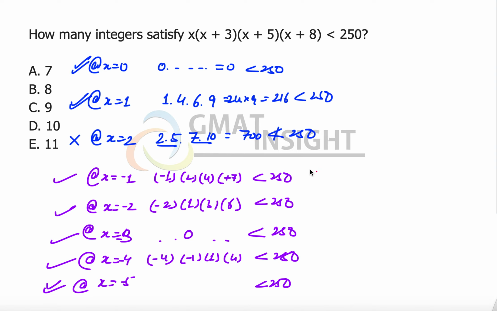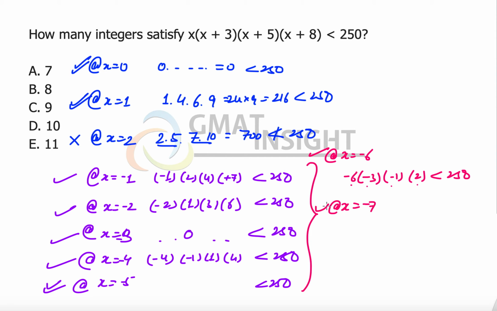Now that we have checked these values, let's quickly check for some more values. For example, x equal to negative 6. Now the values will be slightly tricky, so we have to be cautious. The first part is minus 6, the second part is minus 3, the third part, because now we have put x equal to minus 6, is minus 1, and the last part is positive. That means it will be 2, and that will be less than 250 because we have 3 negative values and 1 positive, so the product will be negative. Minus 6 is acceptable. Similarly, x equal to minus 7 will also be acceptable, because in that case the same thing will be coming up.